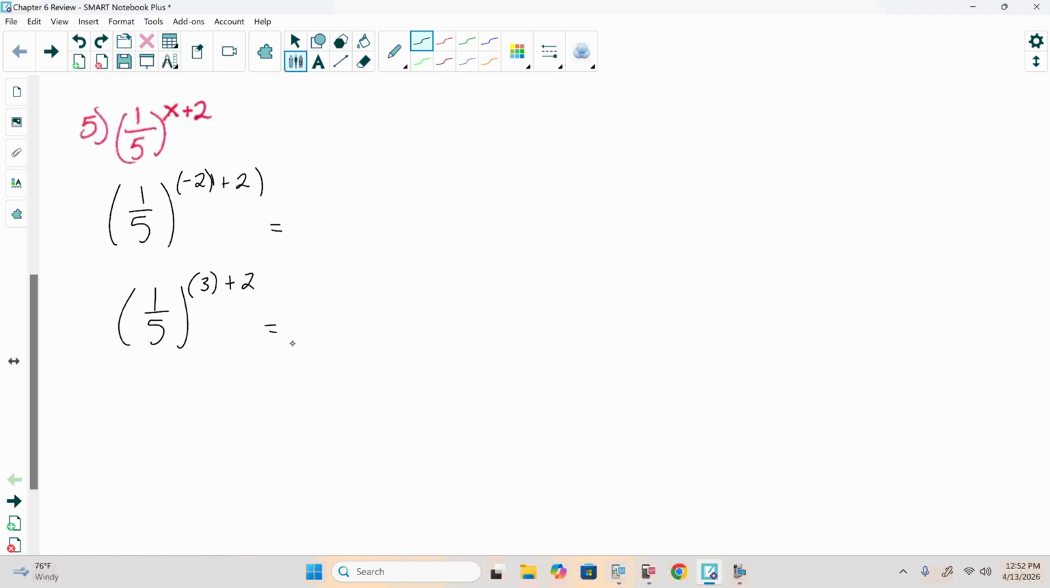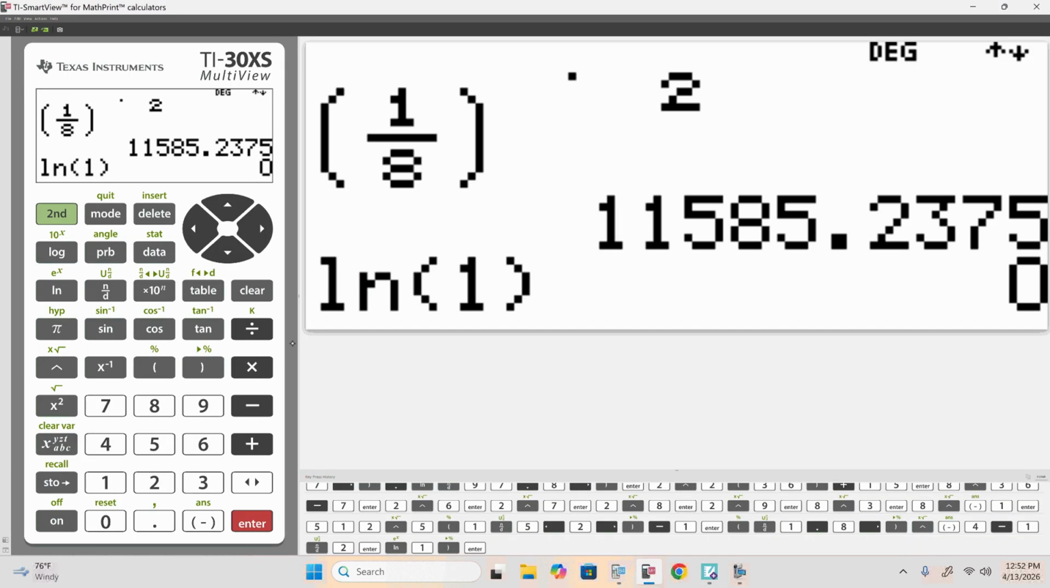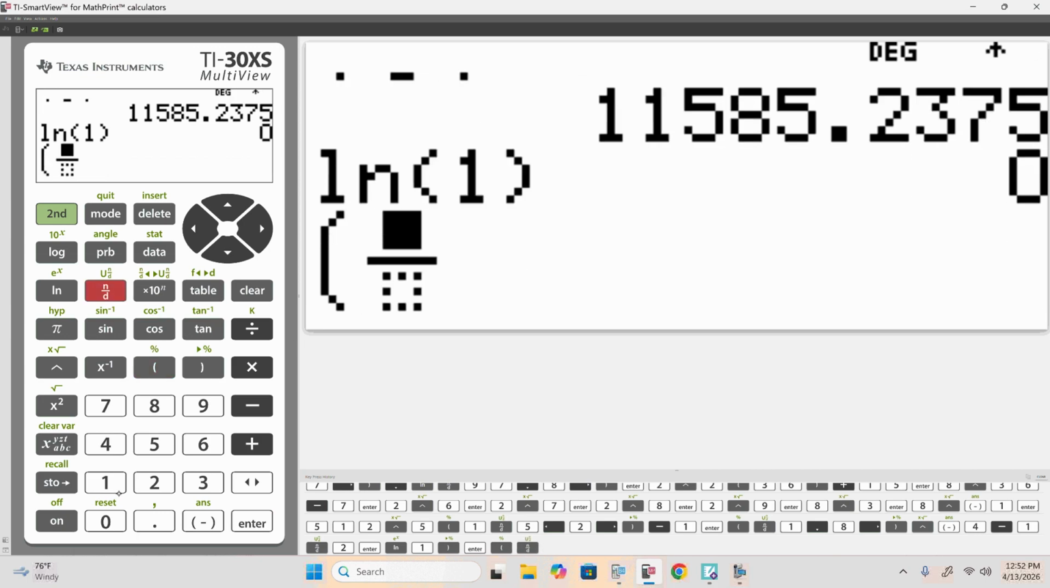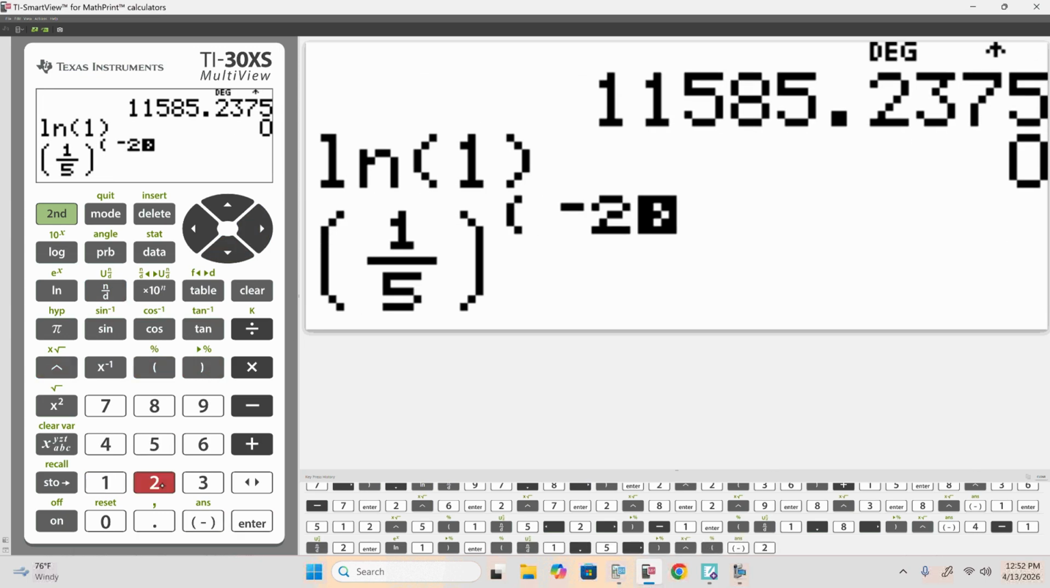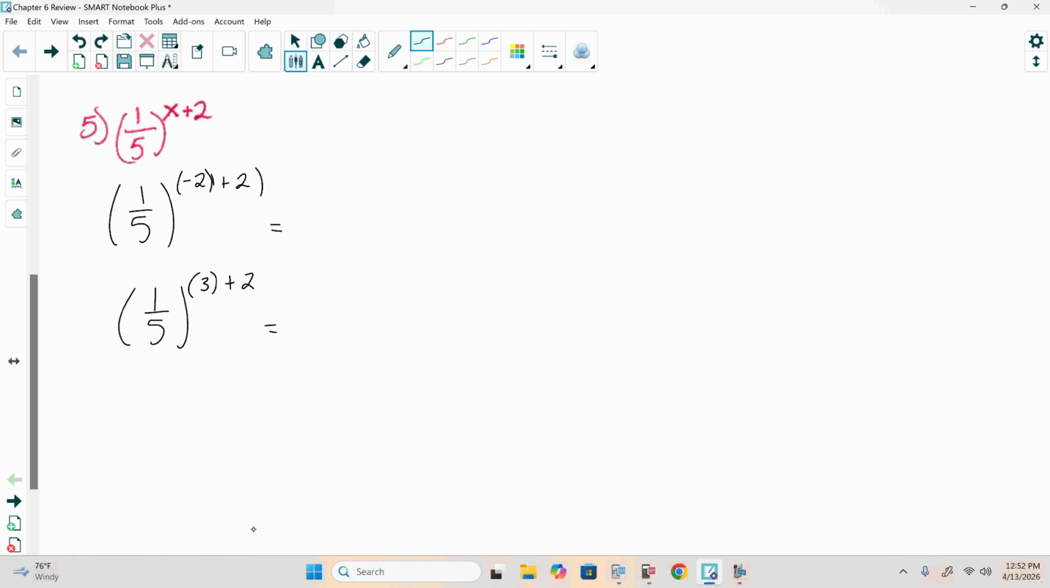Now on both of these here, let's focus in. We can do these in the calculator. Parentheses 1/5 to the -2 plus 2. And it tells us it is 1. And this makes sense because -2 plus 2 is 0. 1/5 to the 0 would be 1.